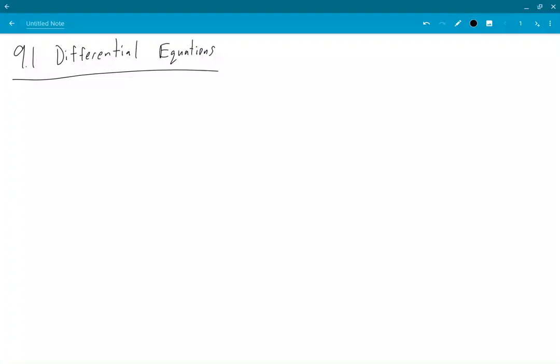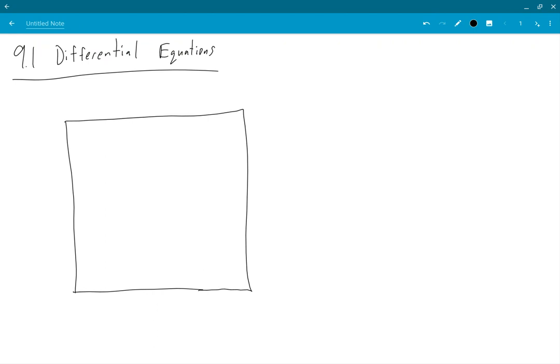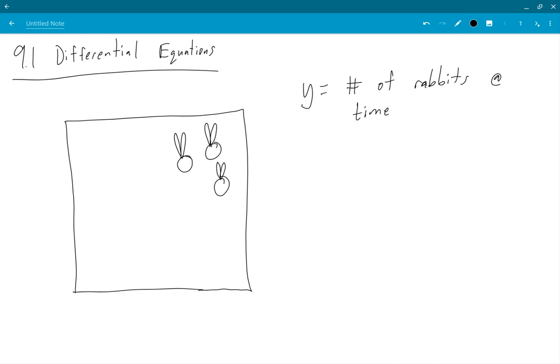Okay, differential equations. Let's start with an example to motivate what we're trying to do here. Imagine you have a fenced-in field, and you have some rabbits in this field. We'll say let y equal the number of rabbits at time t. And then dy/dt is the growth rate.